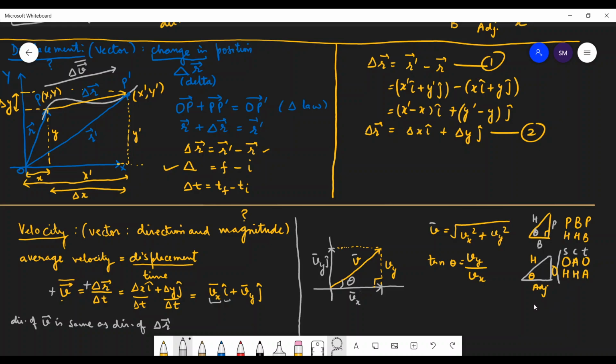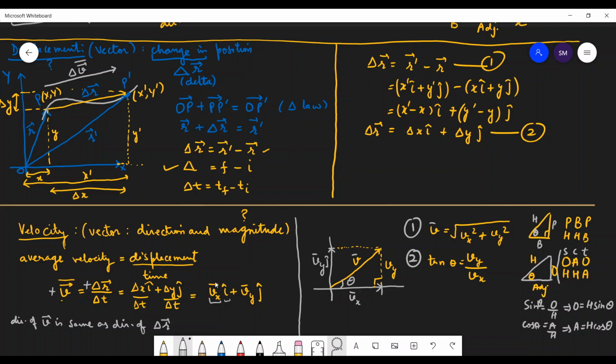So sine equals opposite upon hypotenuse. This gives me opposite side is equal to hypotenuse sine theta, and cos theta is equal to adjacent upon hypotenuse. This gives me adjacent is equal to hypotenuse cos theta. So this was one thing, this is the second thing.